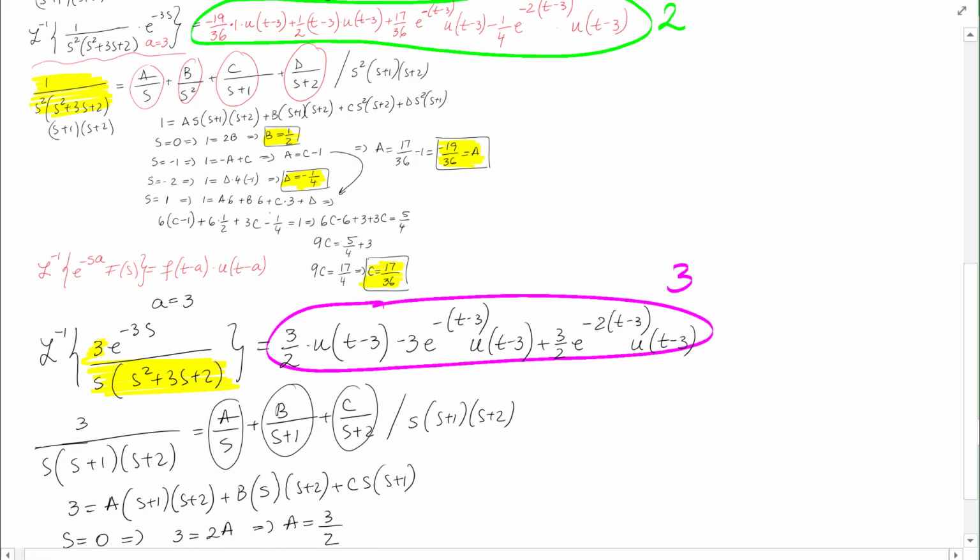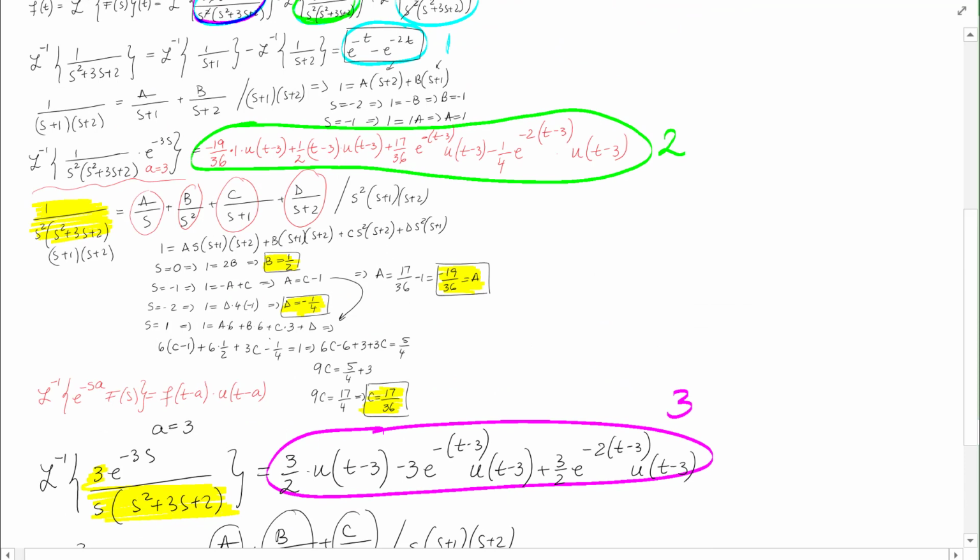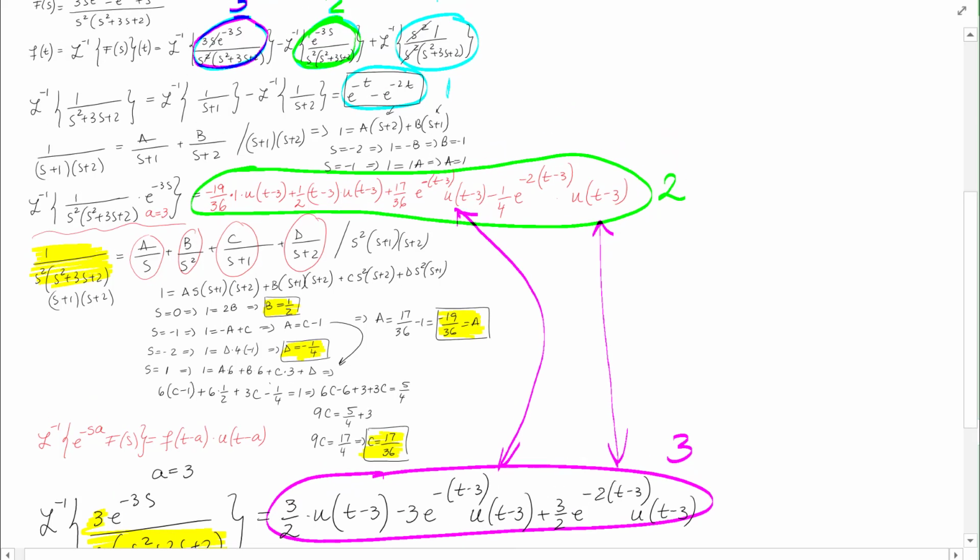Together, 1, 2 and 3 are going to be the solution. What you can do is add any like terms, for example these two will be like terms. I also think that these two would be like terms, so they can be added up, but this is pretty much what you need to do.